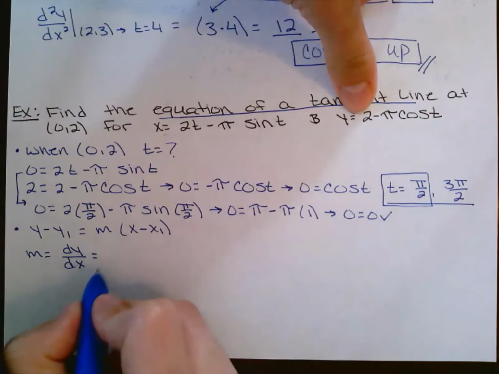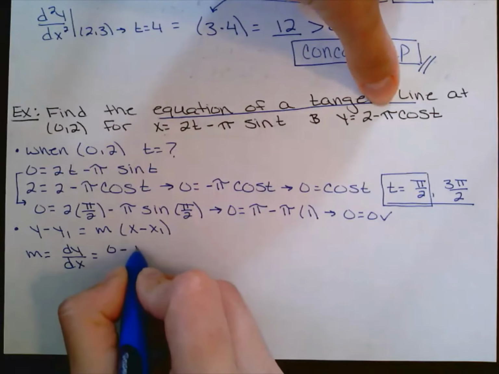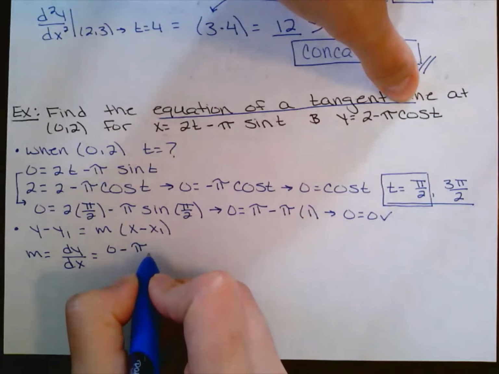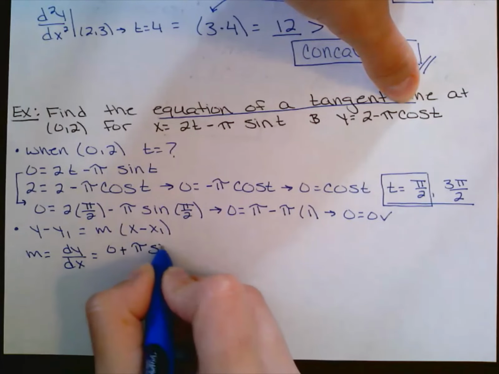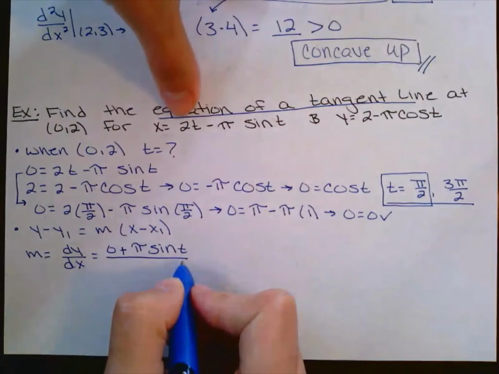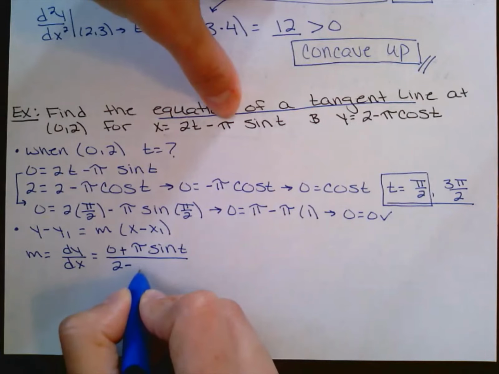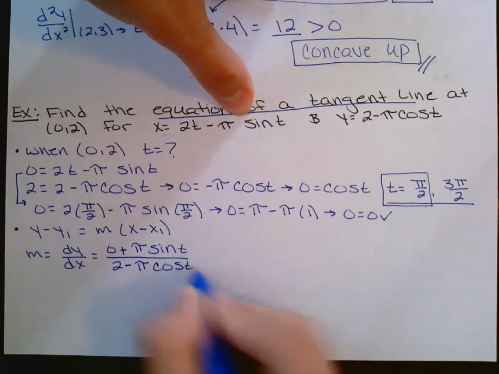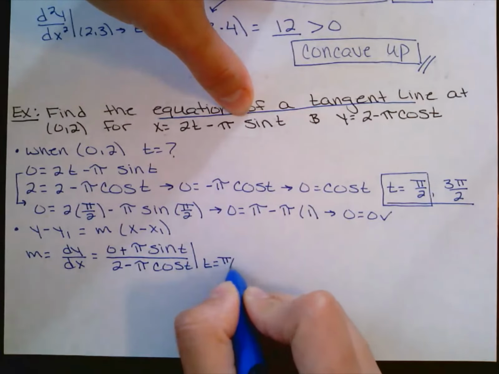The derivative of my y, derivative of 2 is 0 minus, bring down the coefficient, and then derivative of cosine is a negative sine. So I'm going to put the negative, turning this positive, and then put the sine of t over derivative of x. Derivative of 2t is 2 minus, bring down the coefficient of pi, and derivative of sine is cosine. Now we are finding this specifically when t is pi over 2.